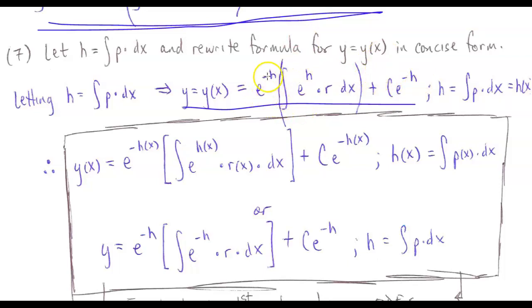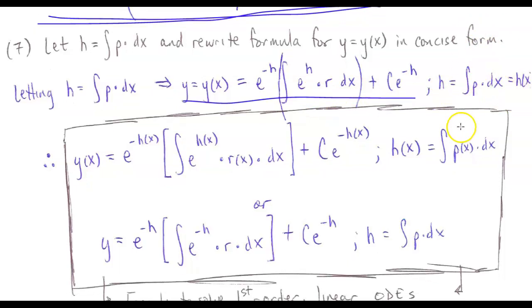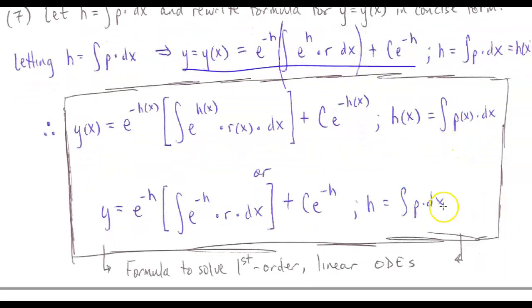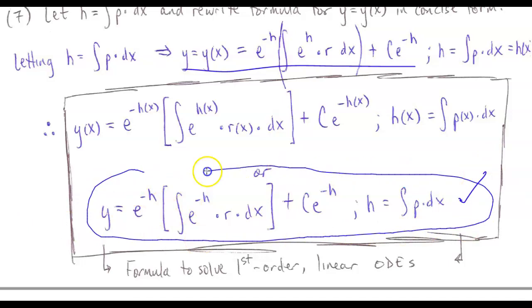So you see that e raised to the -h is multiplied by both terms, and of course we define h, or h of x, as just the integral of p dx. And so in short, all I'm saying here is that this is the formula that we could use. And this formula already has the integrating factor, which is just e raised to the h, already tied into it.